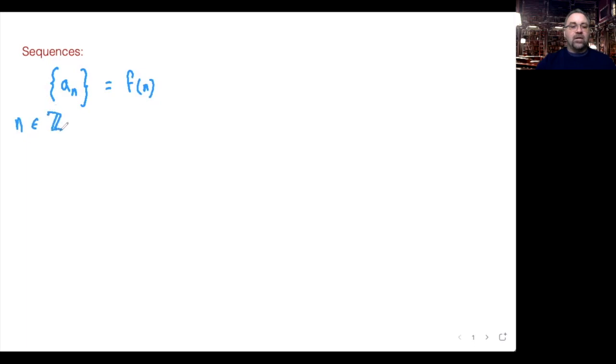Starting with 1, 2, 3, 4, 5, 6, like that. Usually then what we get is a1, a2, a3, a4, and so on, all the way up to a sub n. That is called the nth term of our sequence. A lot of the times when we're looking at sequences, we'll be interested in the first however many finite number of terms. But a lot of times what we're really interested in is that nth term.